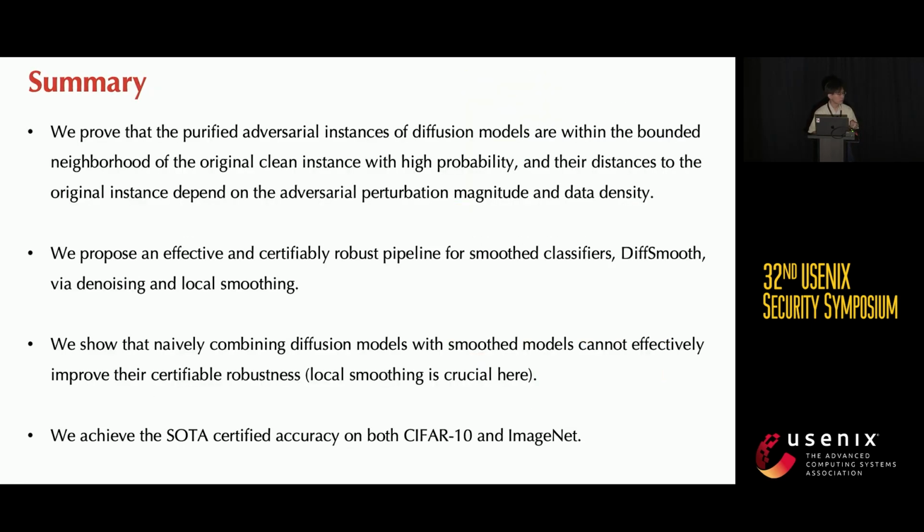So in summary, in our work, we first proved that the purified adversarial instances of the diffusion model are within a bounded neighborhood of the original clean instance with high probability. And the distance is related to the magnitude of the adversarial perturbation and the data density. Then based on this theory, we propose an effective and certifiable robust pipeline for smoothed classifiers, DiffSmooth, via denoising and local smoothing. And we show that naively combining diffusion models with smoothed models cannot effectively improve their certified robustness. So the local smoothing is quite crucial here. And of course, we achieve the SOTA certified accuracy on both CIFAR10 and ImageNet.